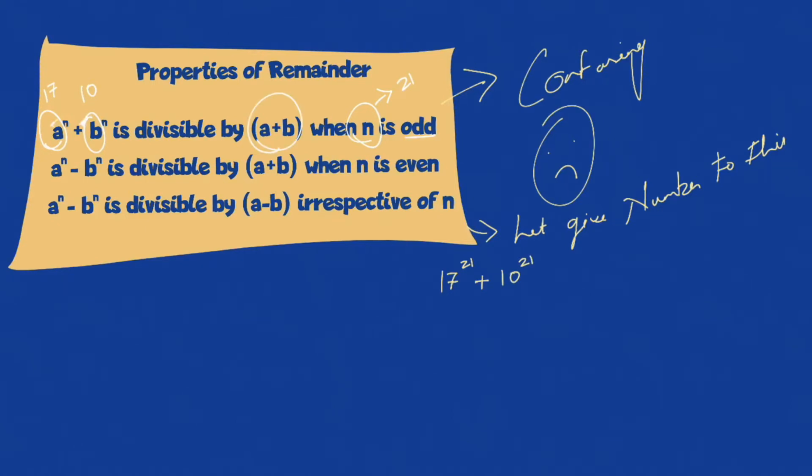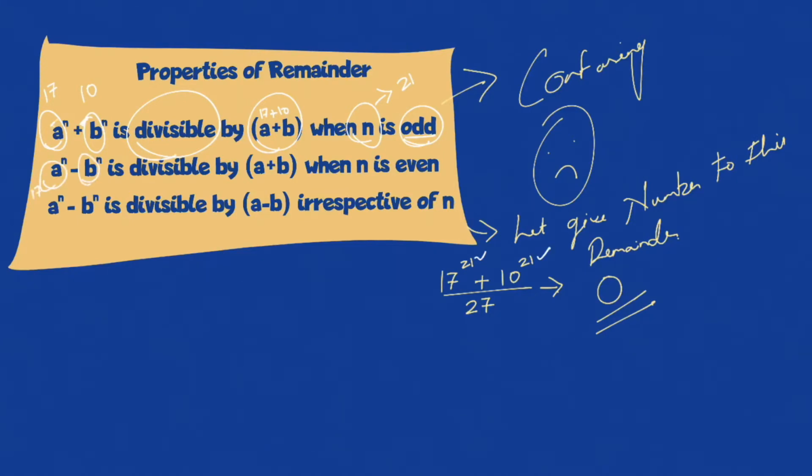What is my a? 17. And what is my b? 10. 17 plus 10, what will it be? 27. A raised to n plus b raised to n is divisible by a plus b when n is odd. Here n is 21, which is odd. If it is divisible by a plus b, then what is the remainder? The remainder has to be 0. And that's what you get from the first property.